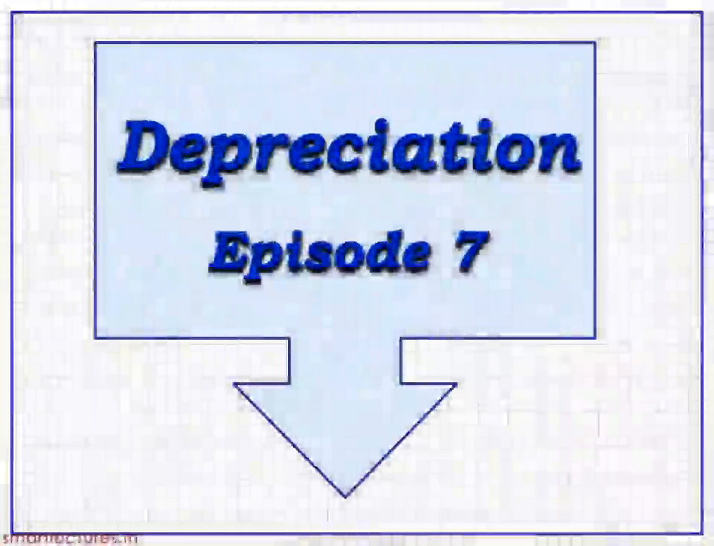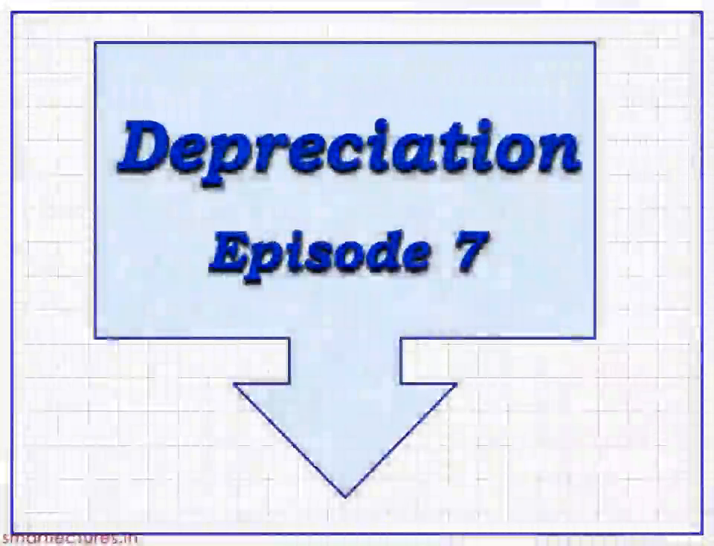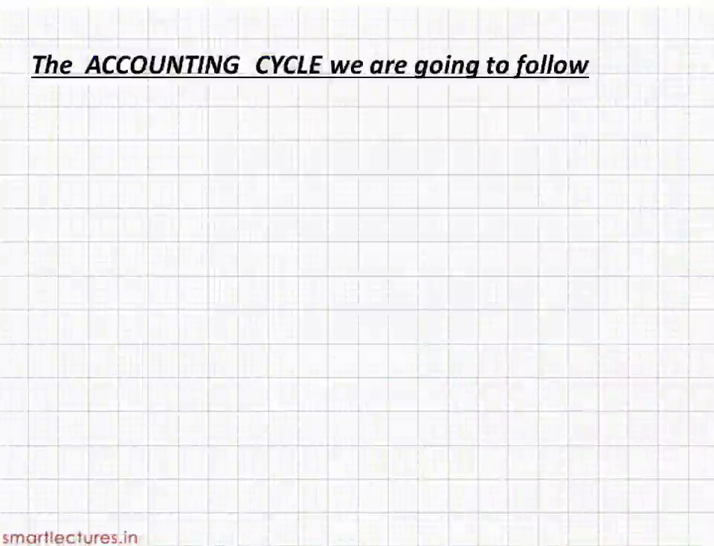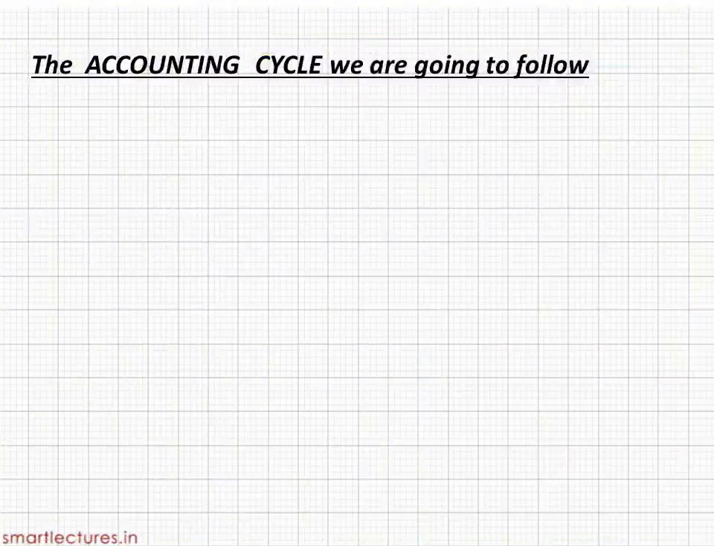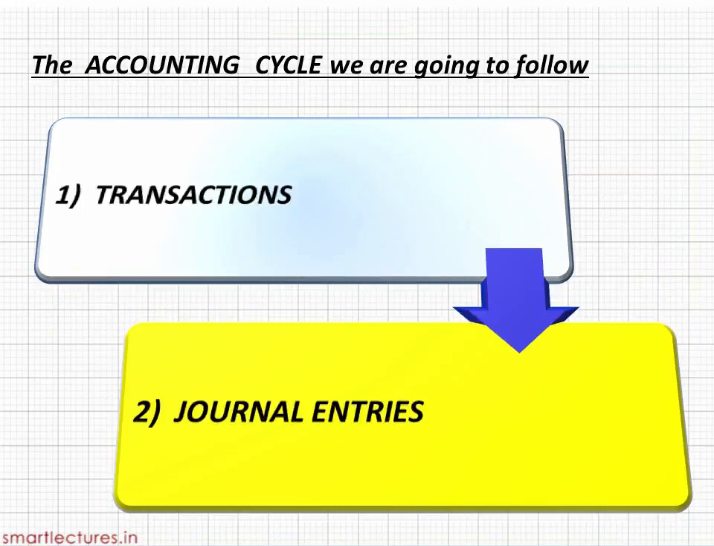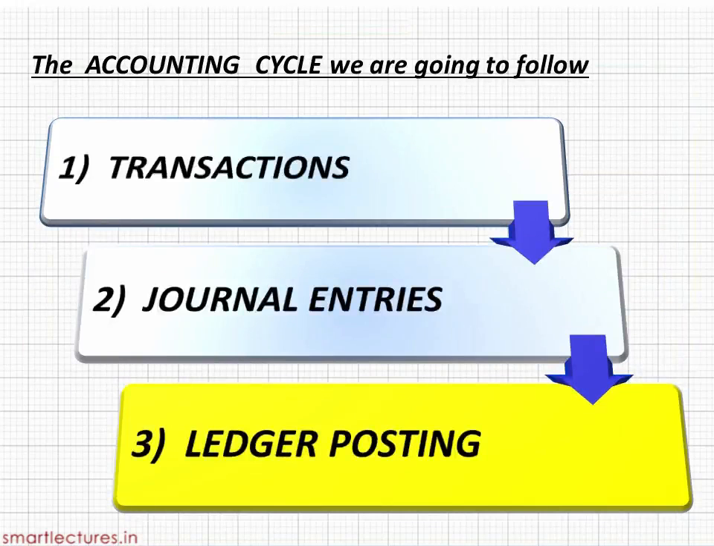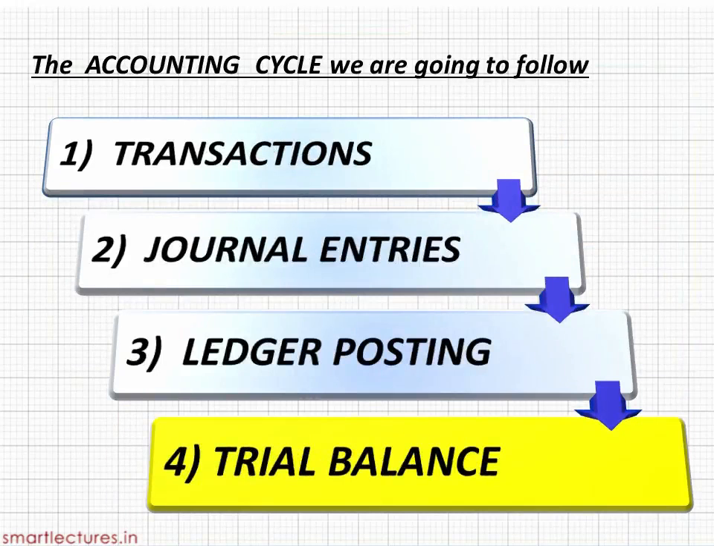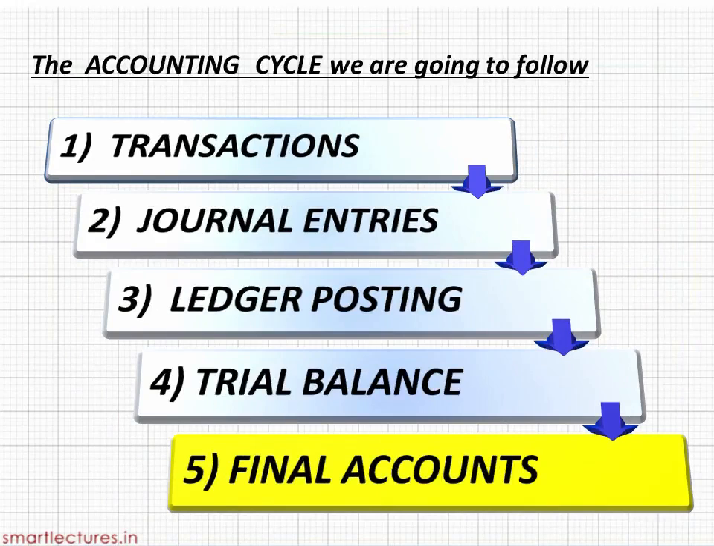Before I start this practical question, let me remind you of the accounting cycle we are applying in this question. First of all, transactions are converted into journal entries, and on the basis of journal entries, ledger posting is done, and after ledger posting, trial balance is prepared, and on the basis of trial balance, final accounts are prepared.